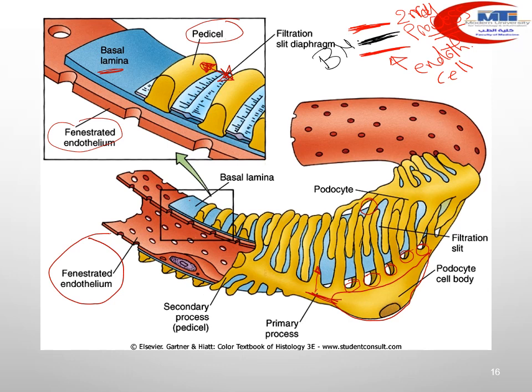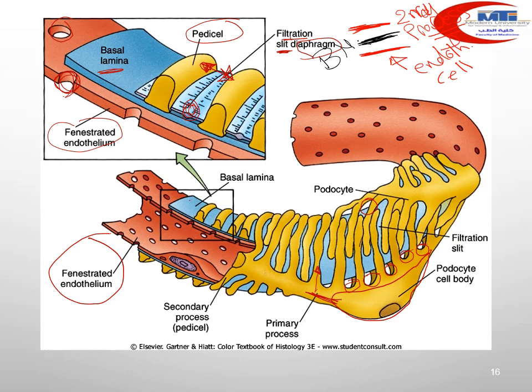This space is called a filtration slit, a filtration hole, and this slit is covered by a filtration slit diaphragm. It's covered by a diaphragm. You can see here in the endothelial cell you have a fenestrated endothelial cell. It has filtration slits, but they are not covered by any diaphragm.